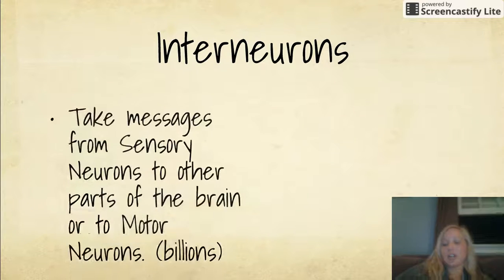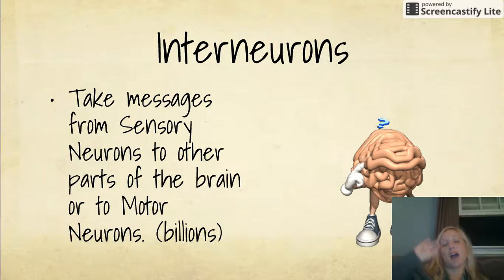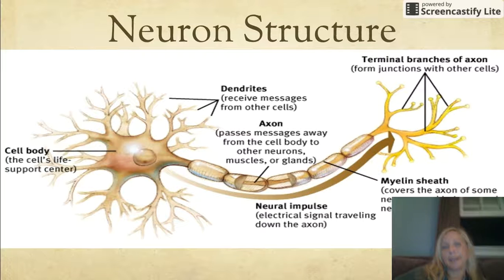Then we have interneurons, of which we have billions, believe it or not, and they take a message from our sensory neurons to other parts of the brain or to our motor neurons. So afferent neurons are sensory neurons, efferent neurons are motor neurons, and the interneurons I like to think of as the little messengers all throughout our body.